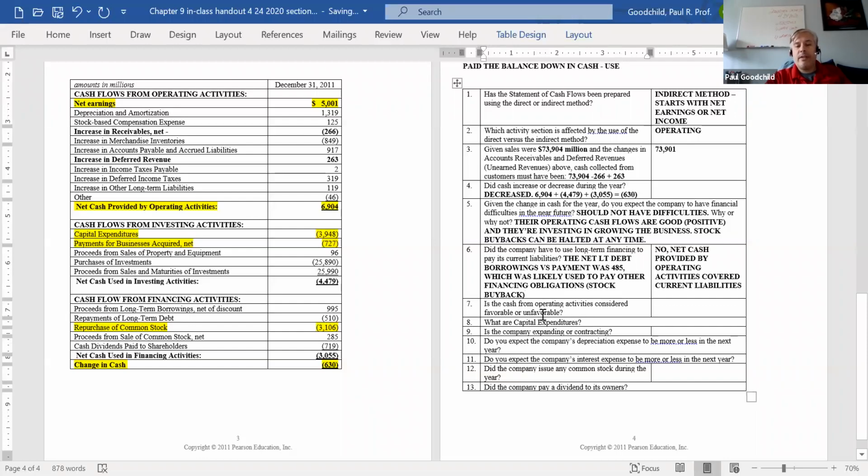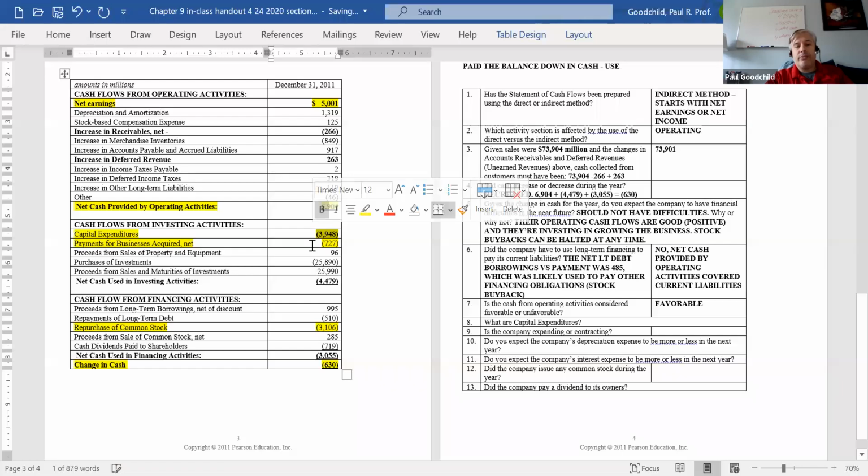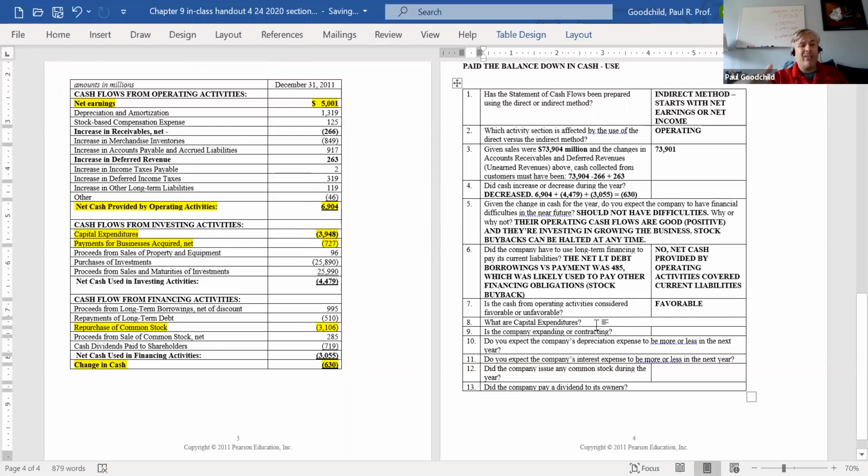All right, number 7, is cash from operating activities considered favorable or unfavorable? I think that's pretty straightforward now that we've gotten through here. Favorable. All right. So here, the number is pretty obvious. Capital expenditures is an outflow of 3,948,000. But what they want to know is, what are capital expenditures? What are they spending that money on?